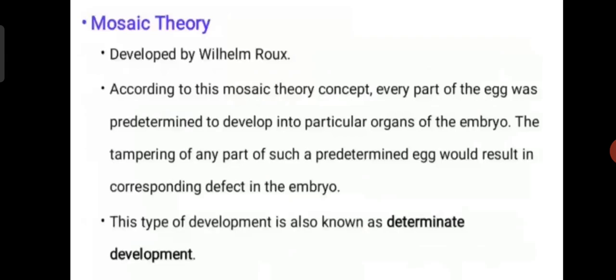Next we come to the mosaic theory. The mosaic theory was proposed by Roux. It states that every part of the egg is predetermined to develop into a particular organ. Tampering with any part of such a predetermined egg would result in a corresponding defect in the embryo. This type of development is also known as determinate development.